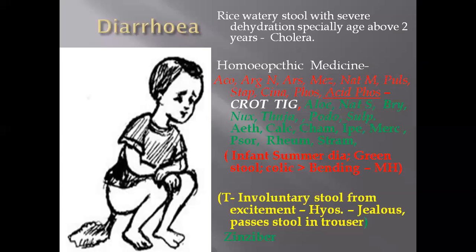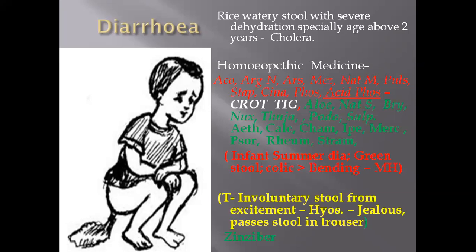The other medicines are Acid phosphoricum, Phosphorus, Senna, Staphysagria, Arsenicum, Argentum nitricum, Magnesia carb, Natrum mur, Pulsatilla. Again, the other important medicines you can say: Calcarea carb, Chamomilla, Ipecac, Mercurius, Phosphorus, Rheum, Stramonium.